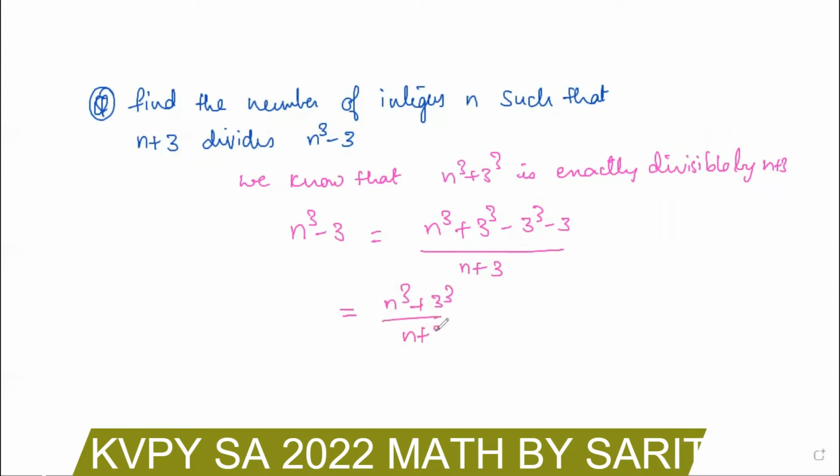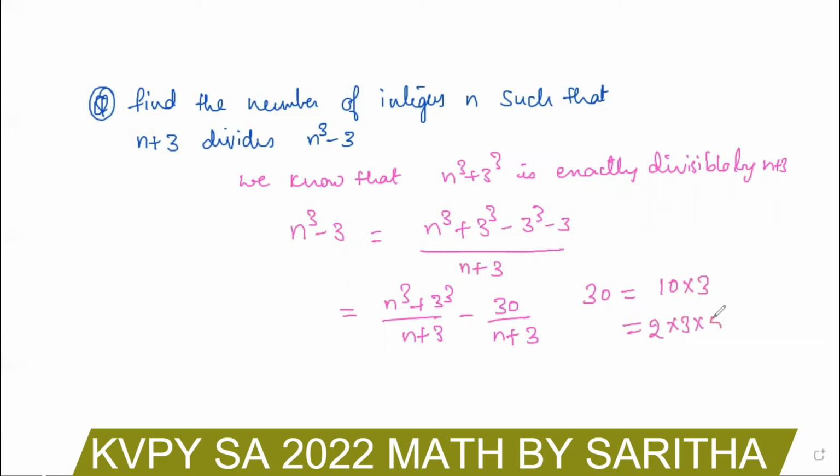So this division will leave some integer, and the other expression we have is 30 divided by n + 3. Now 30 should be exactly divisible by n + 3. So n + 3 is one of the divisors of 30. The number of divisors of 30 here: 30 can be expressed as 10 times 3, which is 2 times 3 times 5.